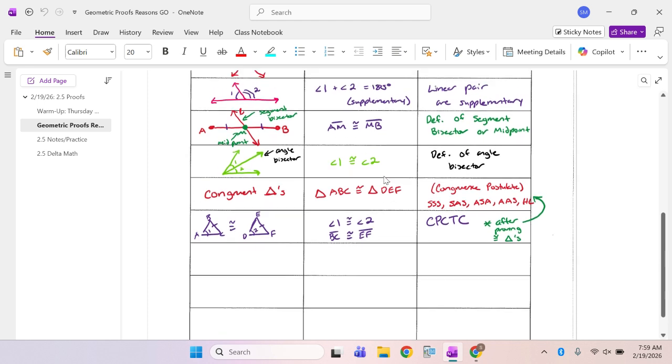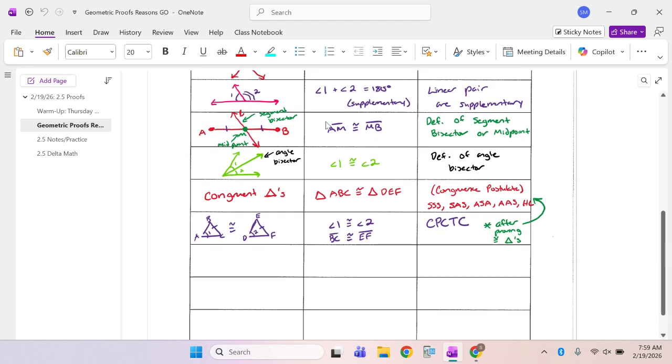There's also things like midpoint and bisectors. So we talked about an angle bisector before. So remember, an angle bisector cuts an angle in half. All right, so for example, with this one, we can say these two baby angles are congruent because that's the definition of an angle bisector. It cuts an angle in half.